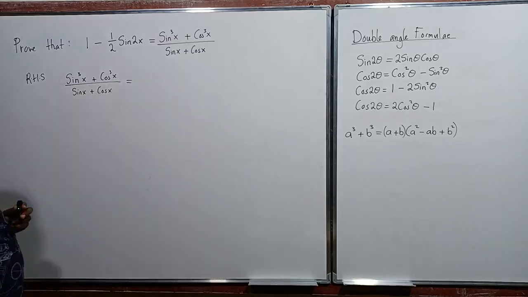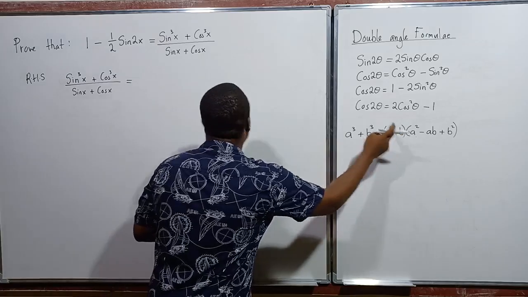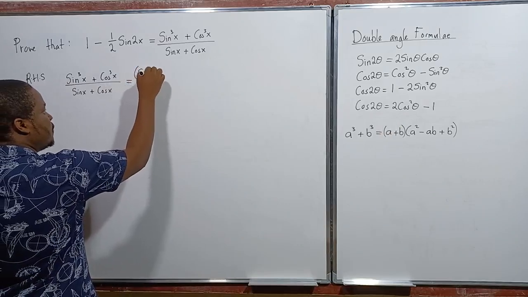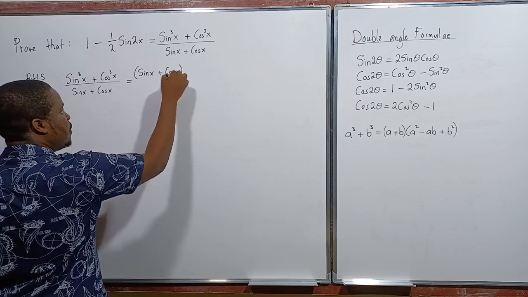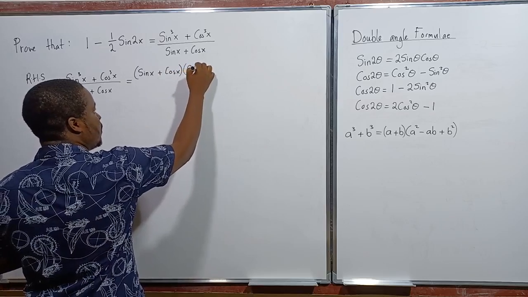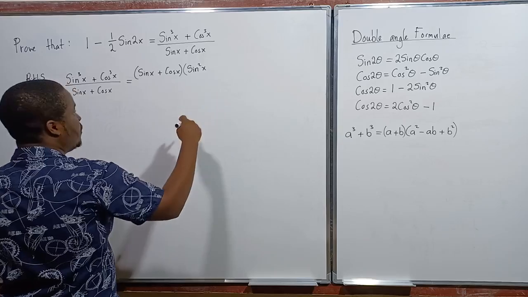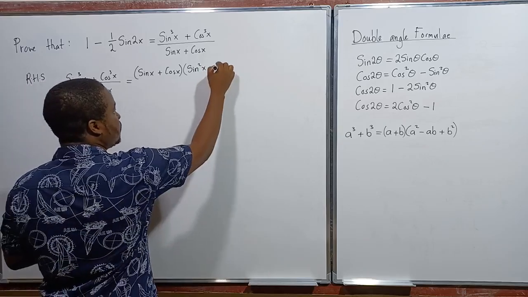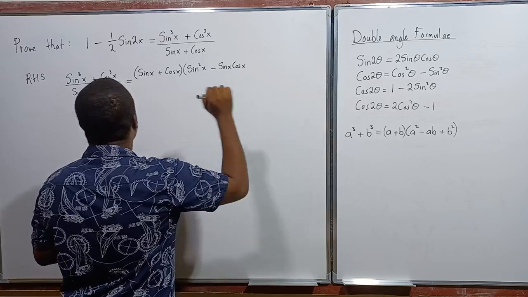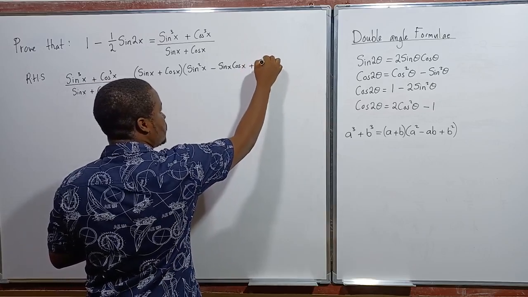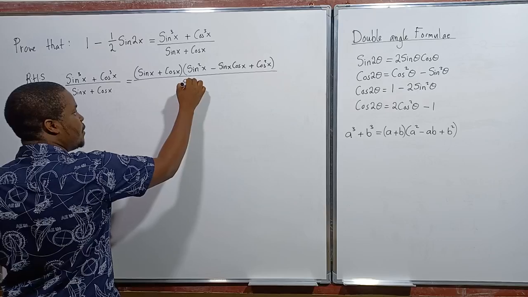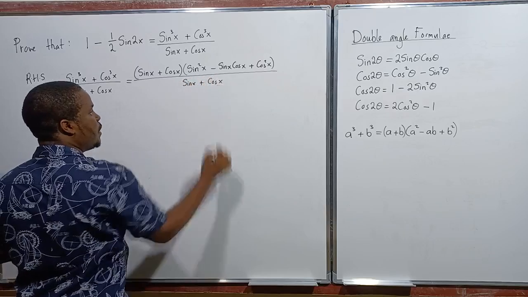Let's apply that concept. For the first bracket, we have a plus b. So what are we going to have here? We'll have sine plus cos. So open bracket, sine x plus cos x. Second bracket, we have a squared, so here our second bracket will be sine squared, minus ab, so that is minus sine cos. Is that okay? Then plus b squared, meaning plus cos squared. Now remember, all this is over sine x plus cos x.